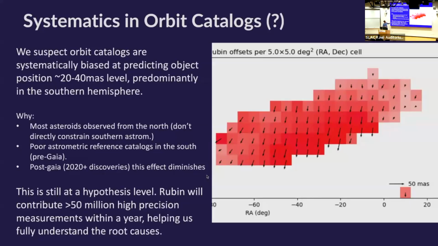So it all fits. Now that we have these data made public, we can actually go and understand in depth where these offsets are coming from and ultimately help fix this. So it's going to be really nice to look at how the orbital solutions are going to evolve over the next year or so as Rubin contributes these data to the Minor Planet Center.